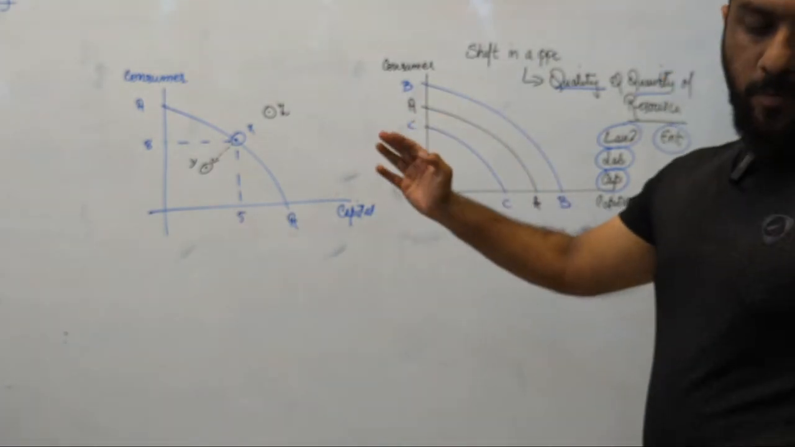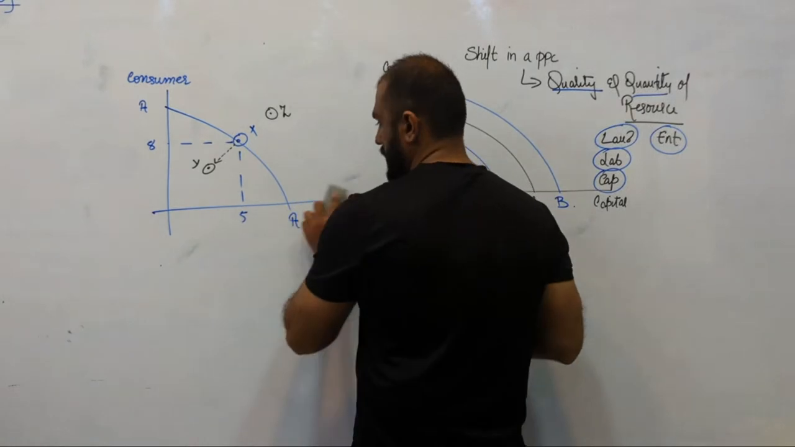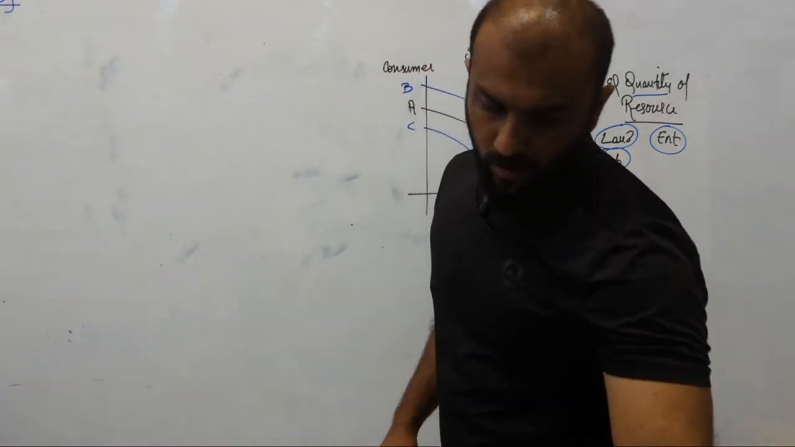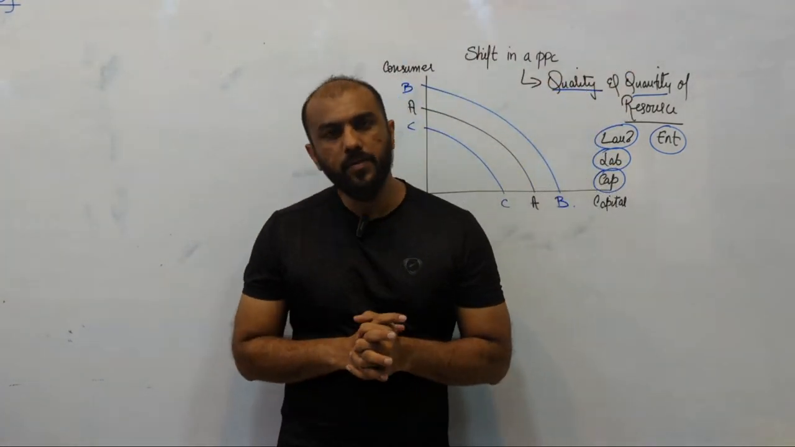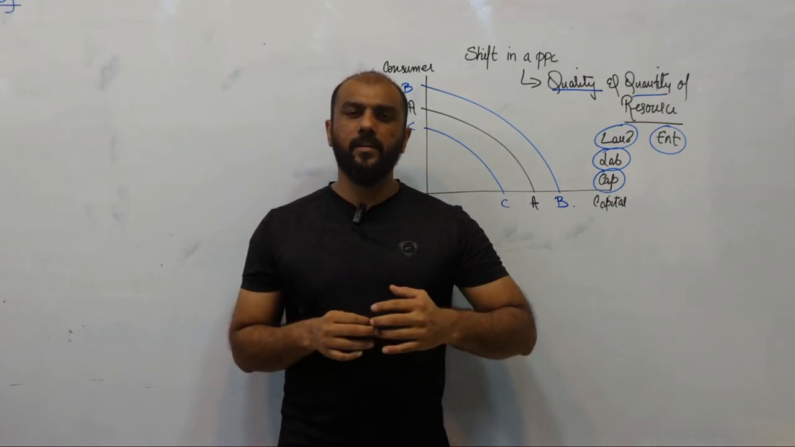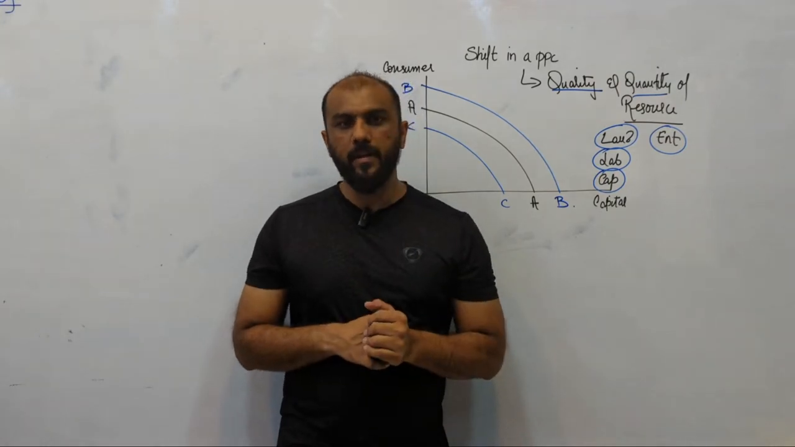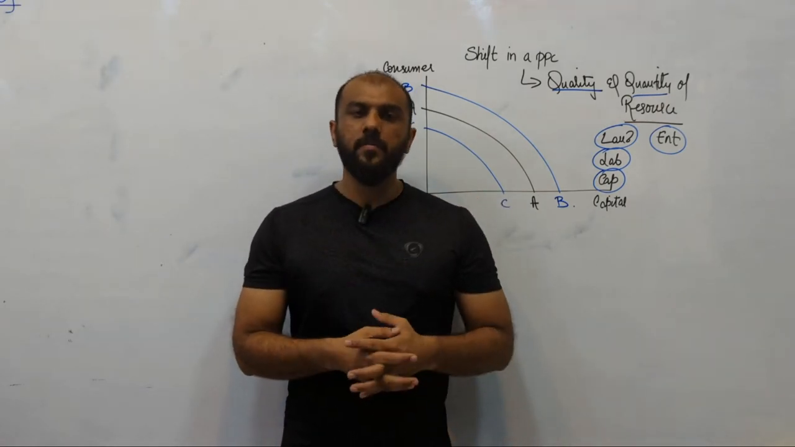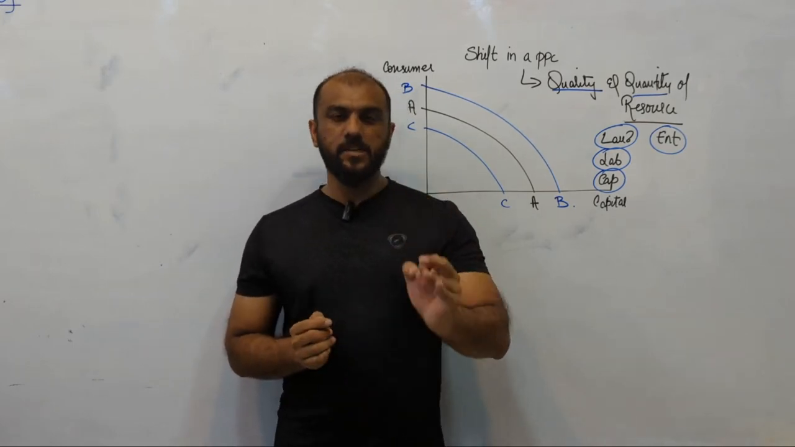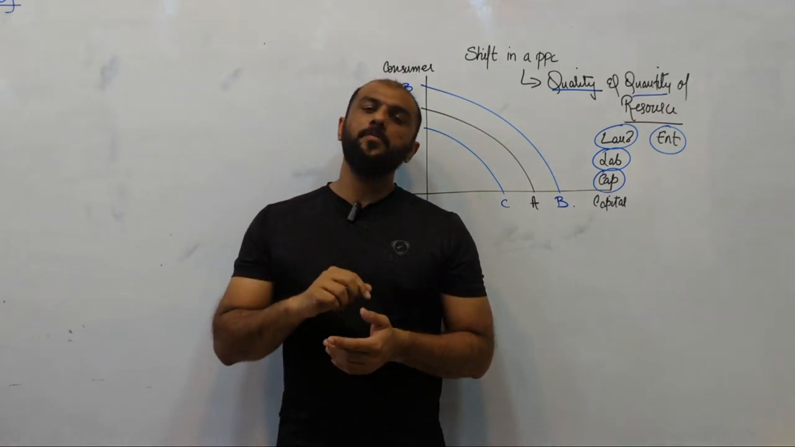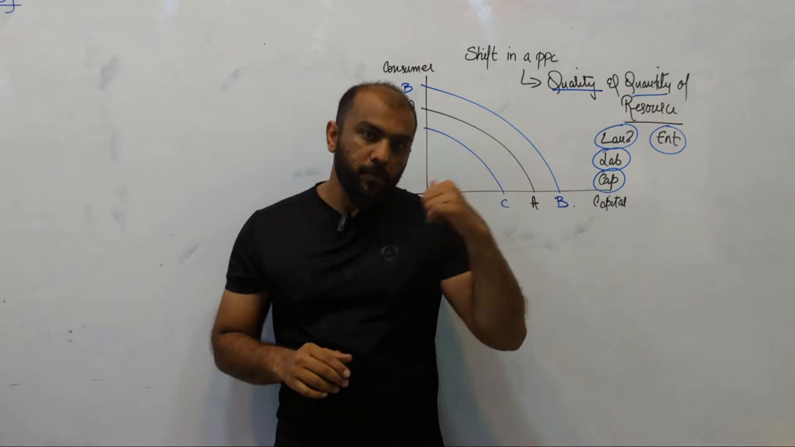Shift, unemployment, and reallocation of resources. Now, there is a very interesting question which usually comes up. It's regarding capital goods. The question comes up: as a country decides to allocate more resources towards capital goods, what would be the impact in the short term and the long run? Now, if you understand this question, what it is initially asking is that we are allocating more resources to producing capital goods. So if we're producing more capital goods, we would be producing fewer consumer goods.